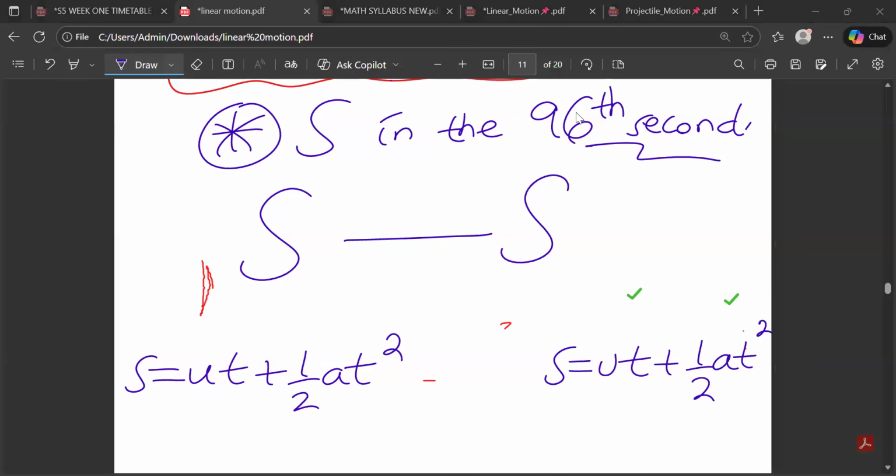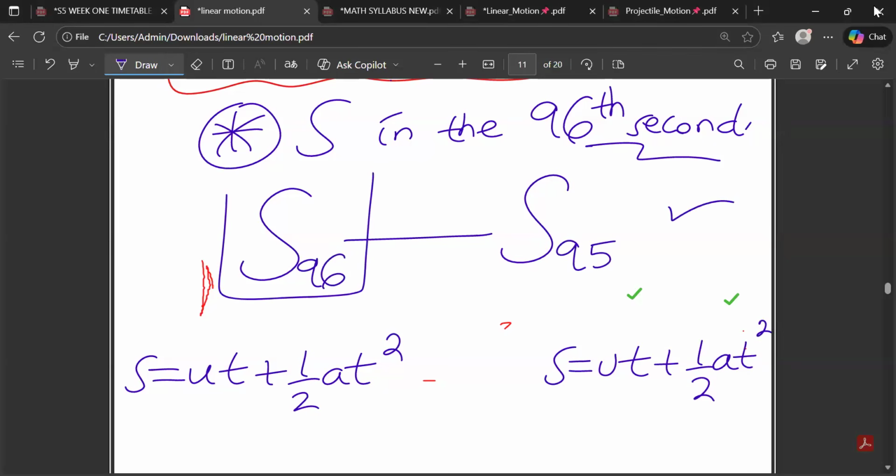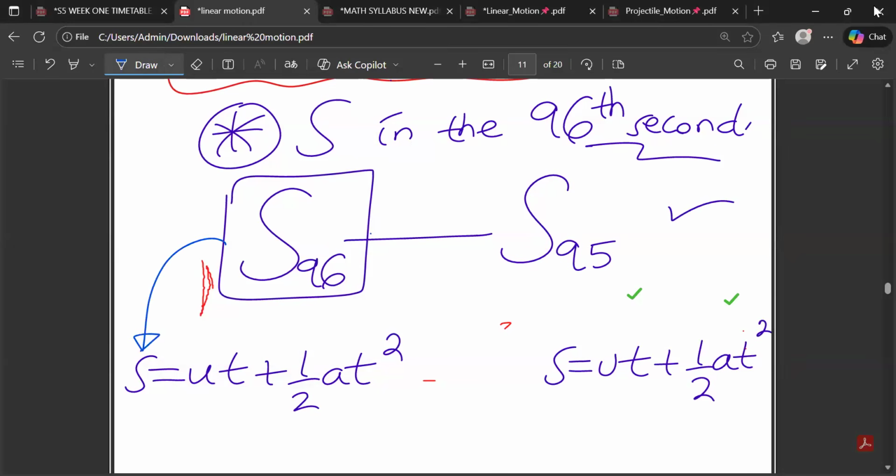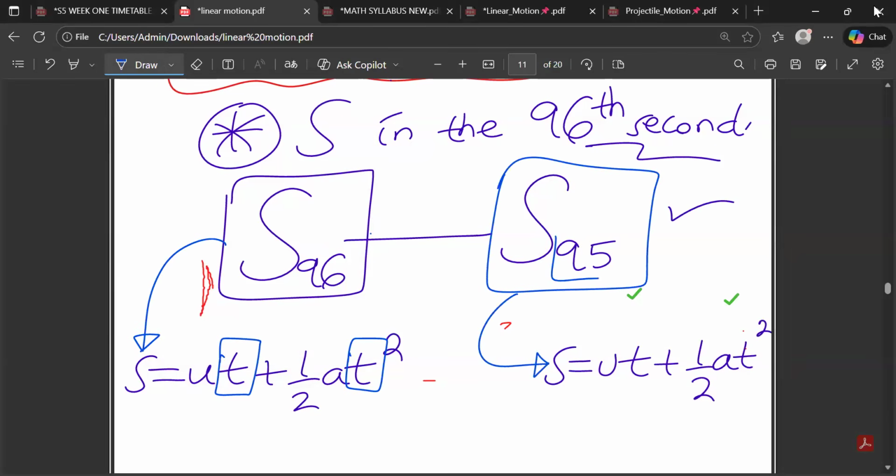So you just get what you cover in 96 seconds and what you cover in 95 seconds, then subtract. How do you get S96? In this formula of s, you substitute 96 wherever there is t. How do you get S95? In this formula of s, if it's the one you've decided to use, put 95 wherever there is t, then subtract. By default, this will be bigger. And then you get the difference, which is the required distance.